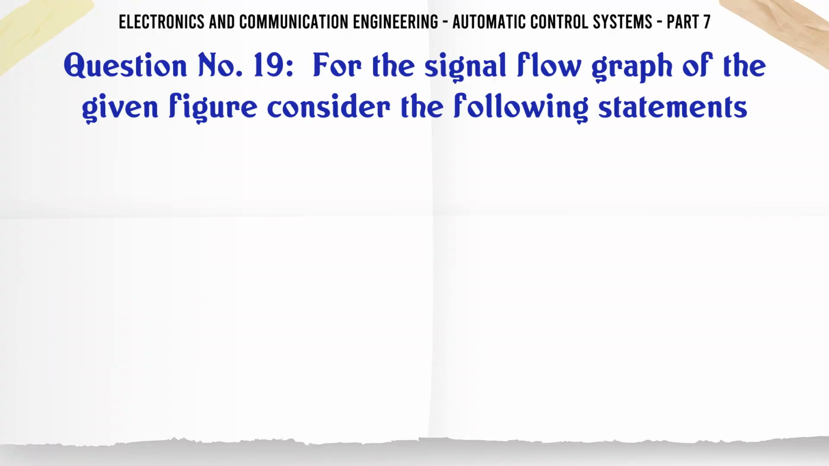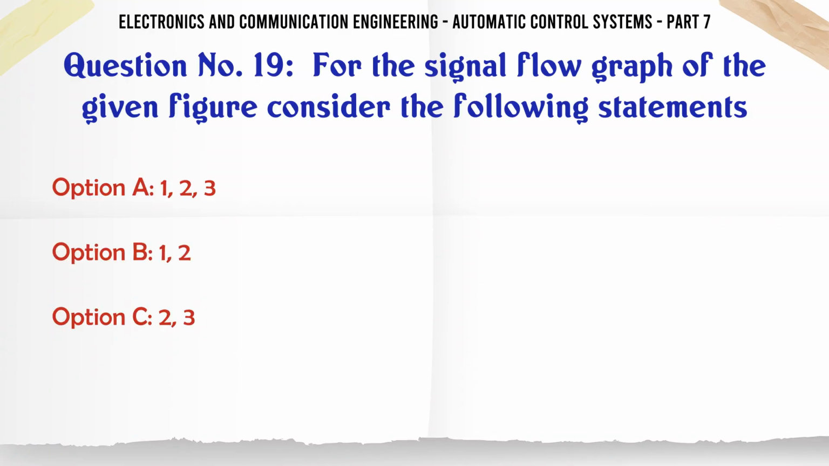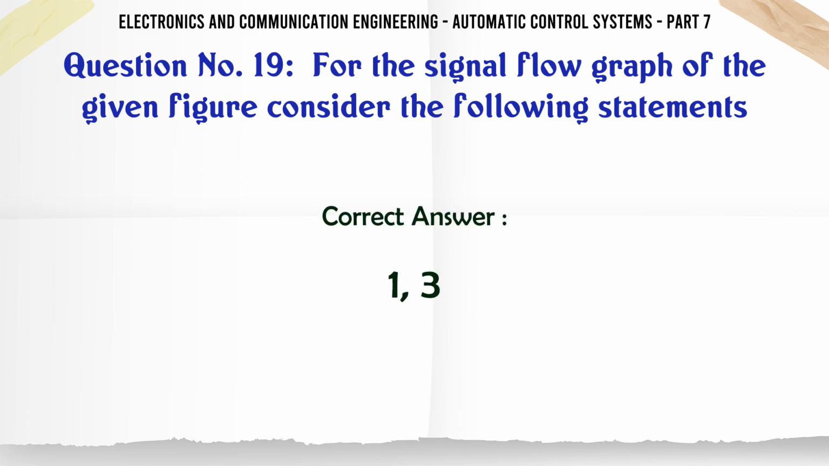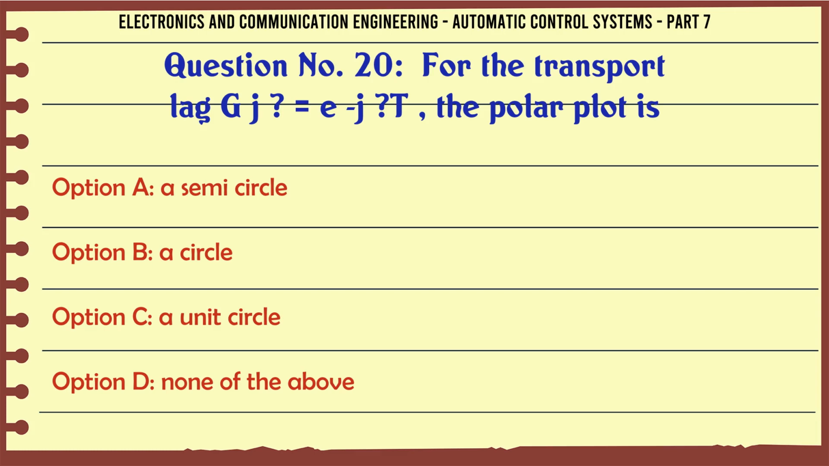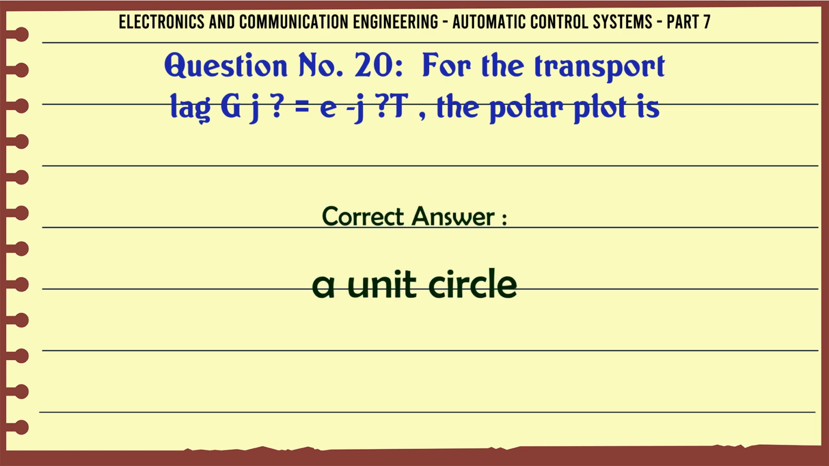For the signal flow graph of the given figure, consider the following statements. A: 1, 2, 3. B: 1, 2. C: 2, 3. D: 1, 3. The correct answer is 1, 3. For the transport lag G(s) = e^(-jωT), the polar plot is A: semicircle, B: a circle, C: a unit circle, D: none of the above. The correct answer is a unit circle.